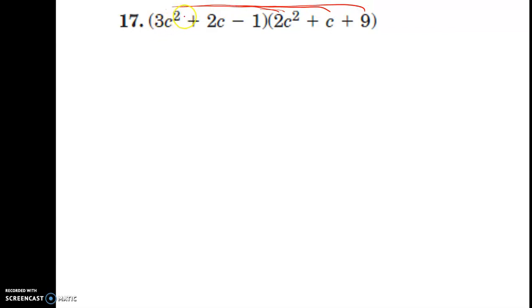So 3c squared times 2c squared is going to give me 6c to the 4th. C squared times c squared is c to the 4th. 3c squared times c is going to give me 3c cubed. 3c squared times 9 gives me 27c squared.